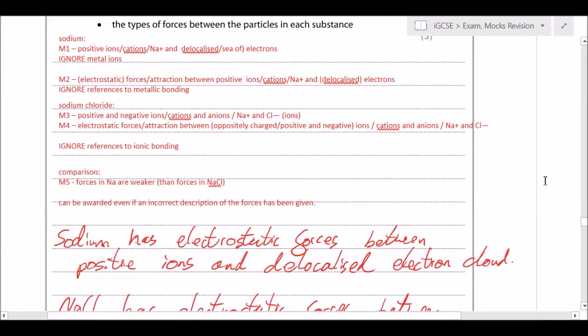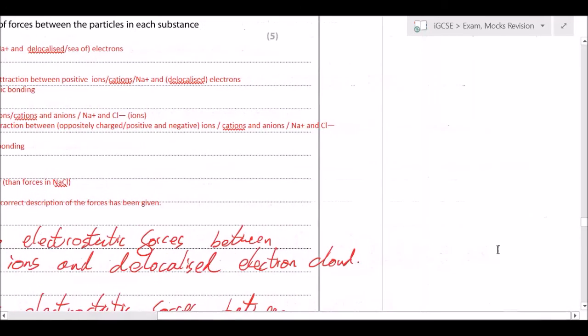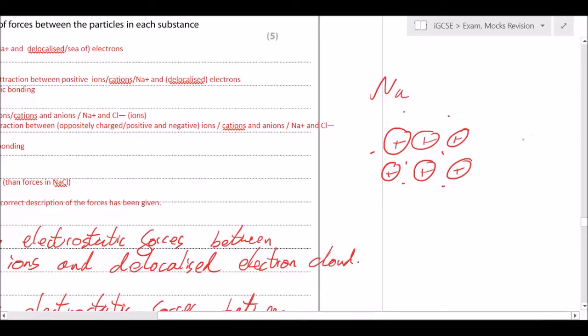So yeah, feel free to go back through that. As a little diagram to show you the difference between them, as you may remember, so Na would be positive ions. Okay, let's try to make them the same size because they're all the same, from the same type of atom. And there would be a sea of electrons. Okay, I've actually drawn too many electrons there. And so there's this attraction between the positive ions and the electrons. Yeah, these electrons.